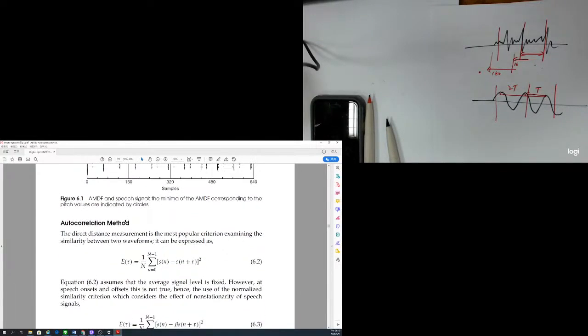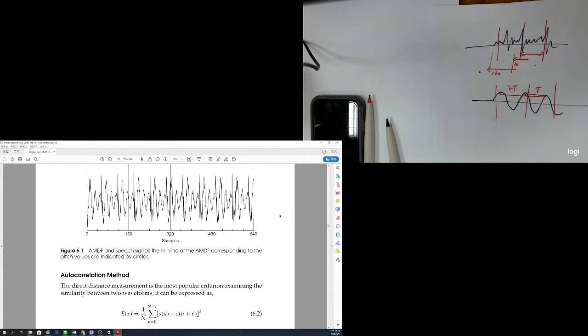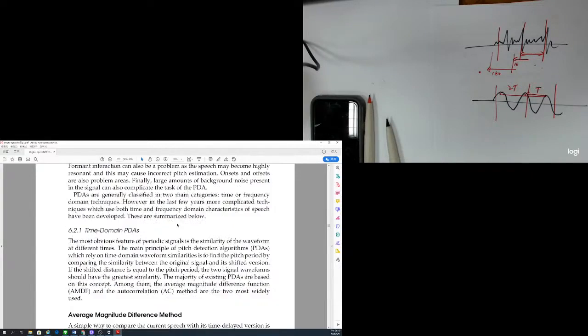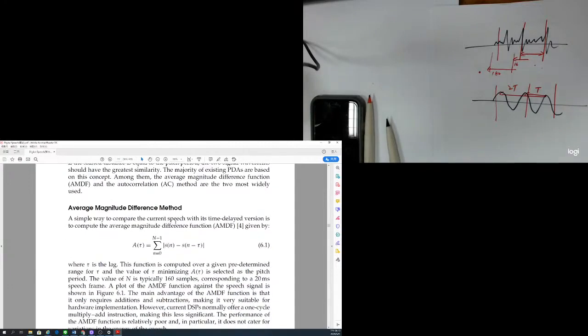Another one, the average magnitude difference function, has some issues here. So the time domain methods sometimes have an issue here.